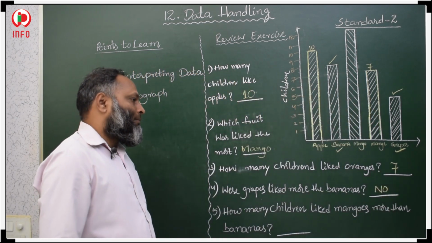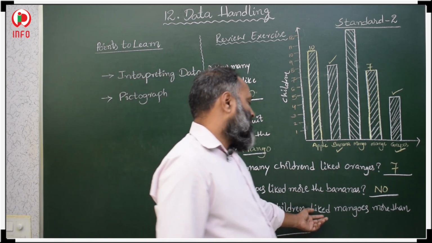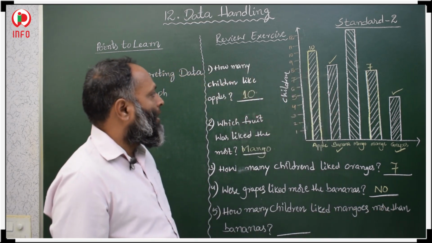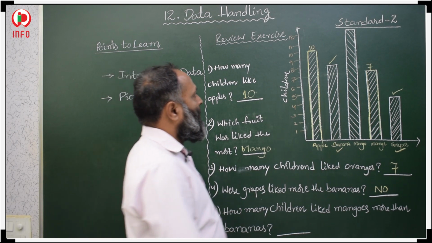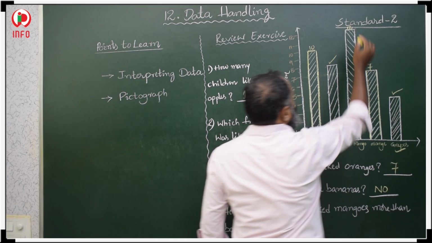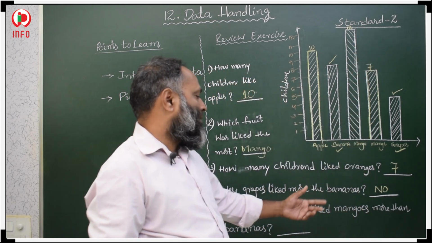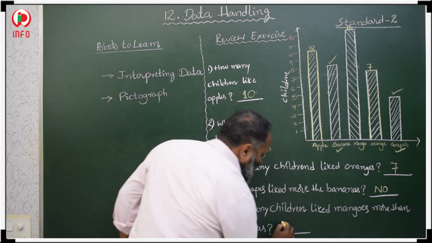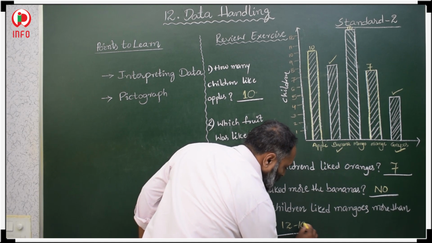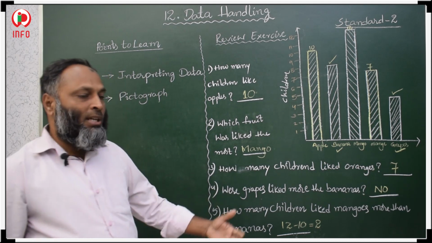The next one, how many children liked mangoes more than bananas? Mangoes and bananas. First mango, how many? So here mango 12. 12 mangoes and 10 bananas. How many children liked mangoes more than bananas? Means 12 minus 10. That is 2 children. 2 children liked mangoes more than bananas.